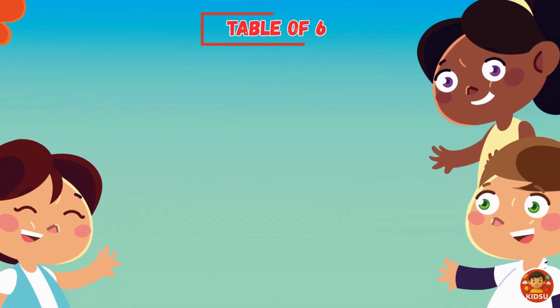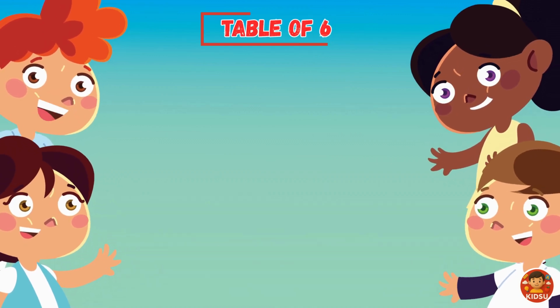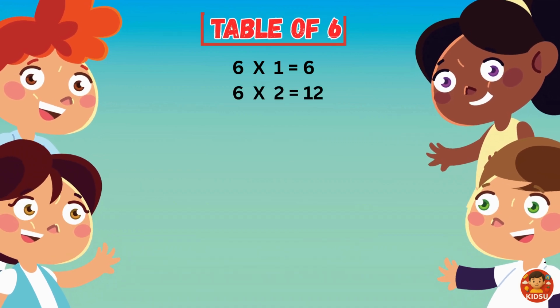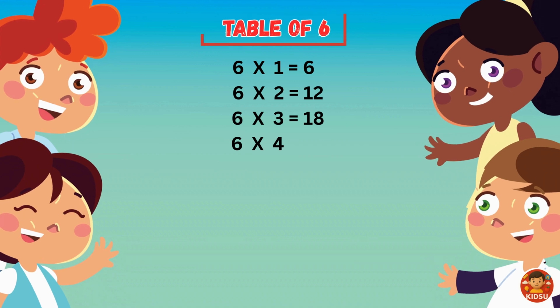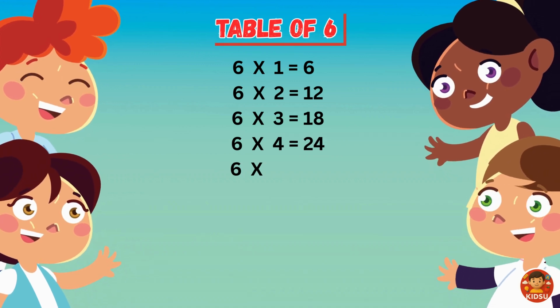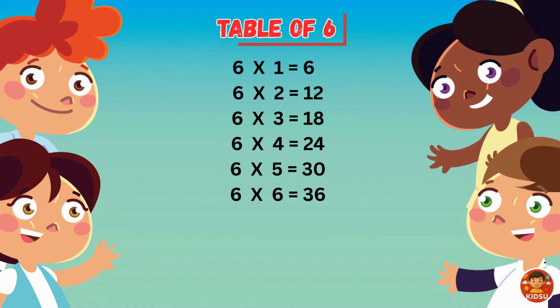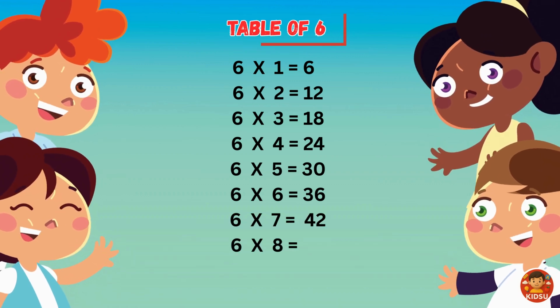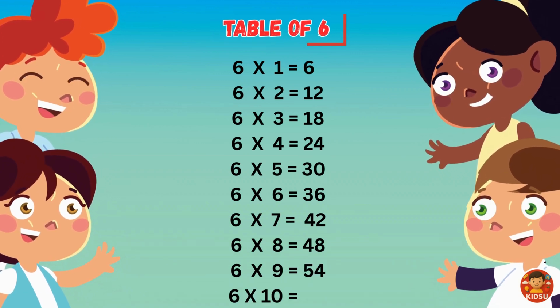Great job, kids! Now speak all together at once. 6 ones are 6. 6 twos are 12. 6 threes are 18. 6 fours are 24. 6 fives are 30. 6 sixes are 36. 6 sevens are 42. 6 eights are 48. 6 nines are 54. 6 tens are 60.